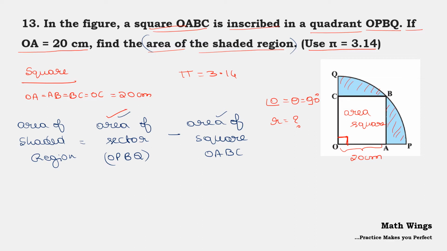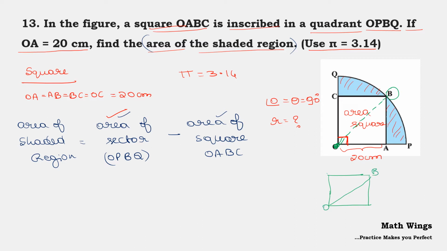So how can we find the radius? If you observe, what is the radius here? Radius is nothing but the length OB. Why? Because OB is from the center, and B is a point on the perimeter of the circle. Therefore, OB is the radius. How can we find OB? If you observe, we have a square here and OB is the diagonal of the square, correct? OB is the diagonal of the square.